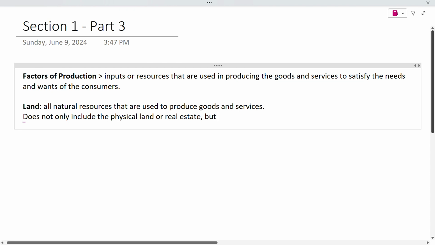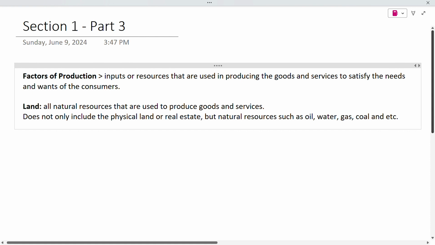It includes all natural resources such as oil, water, gas, coal, etc. Even if you're using some animals for producing goods and services, those animals, those cattle, and those domestic animals will also classify as land, because these are in fact natural resources that are used to produce goods and services.